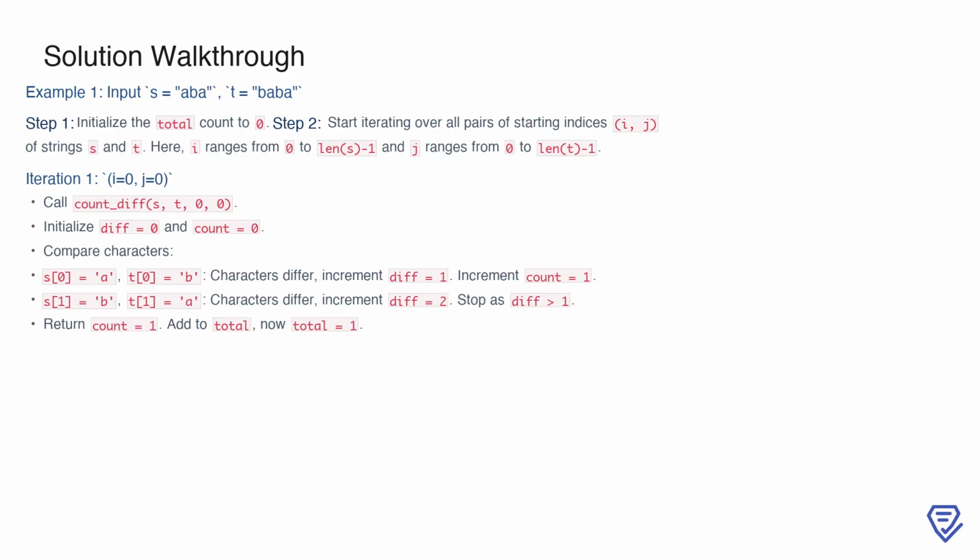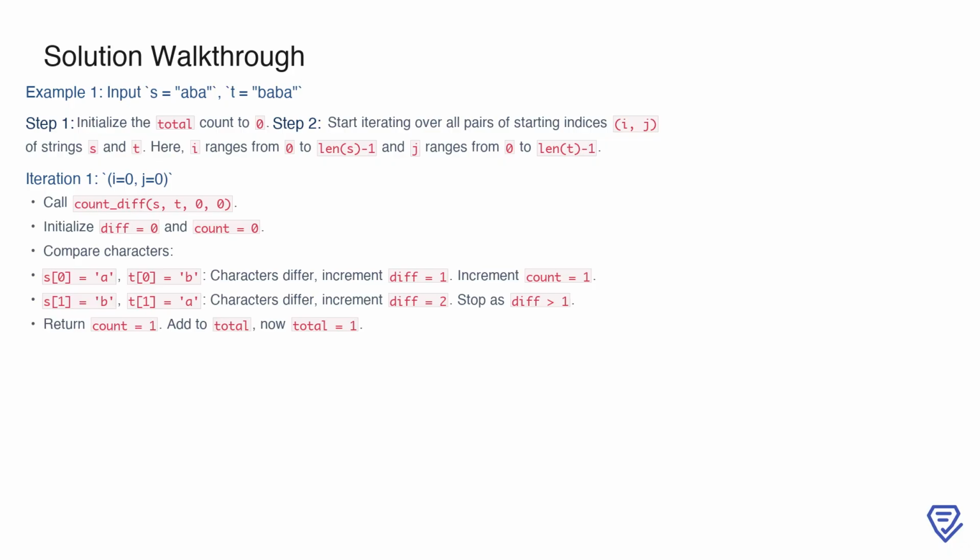Here, i represents the starting index in s, and j represents the starting index in t. Both indices range across the lengths of their respective strings. For the first iteration, with i equals 0, j equals 0, we call a helper function count_diff to compare the substrings starting at these indices.